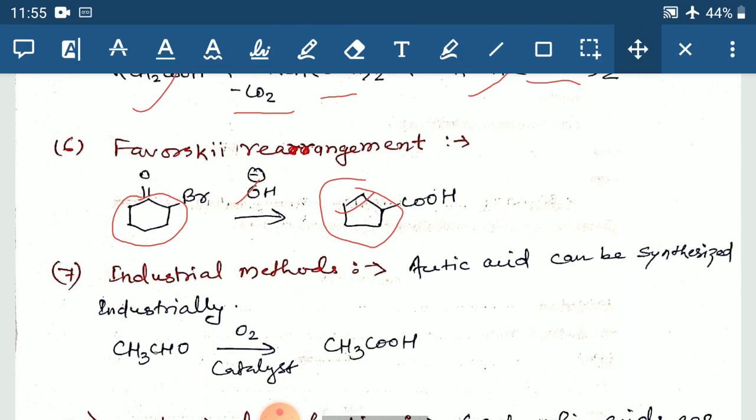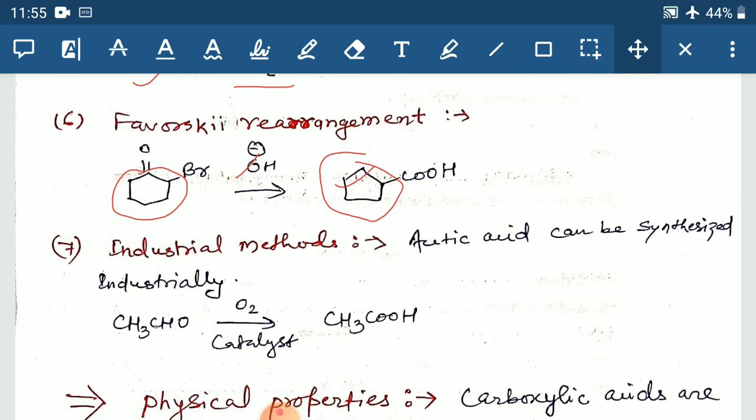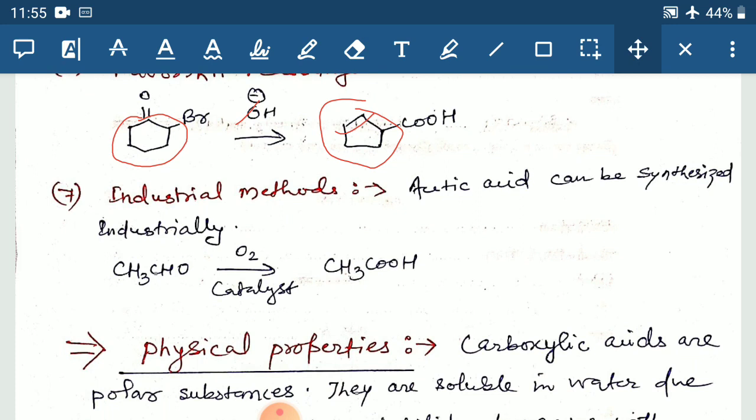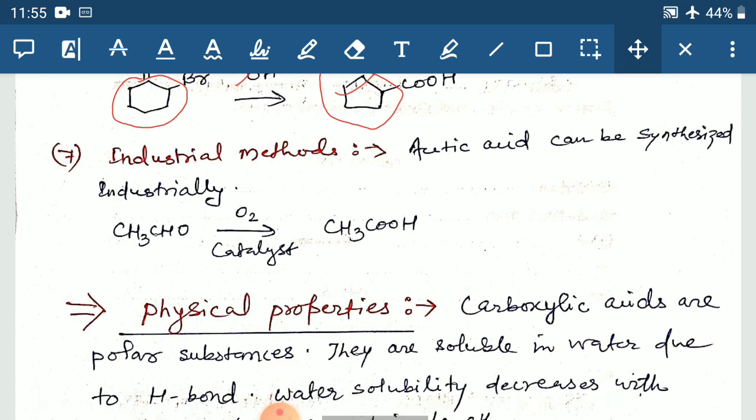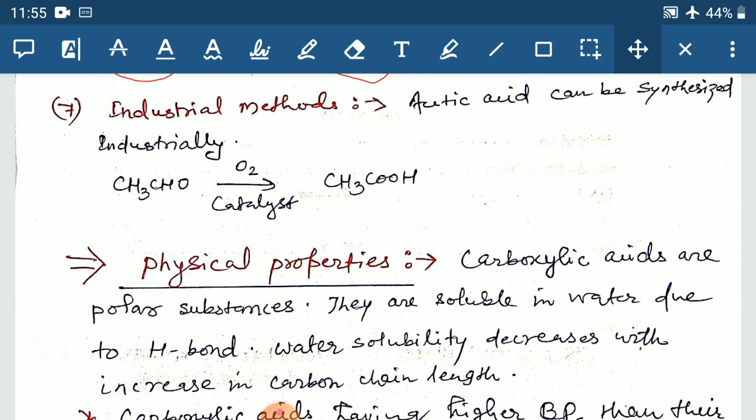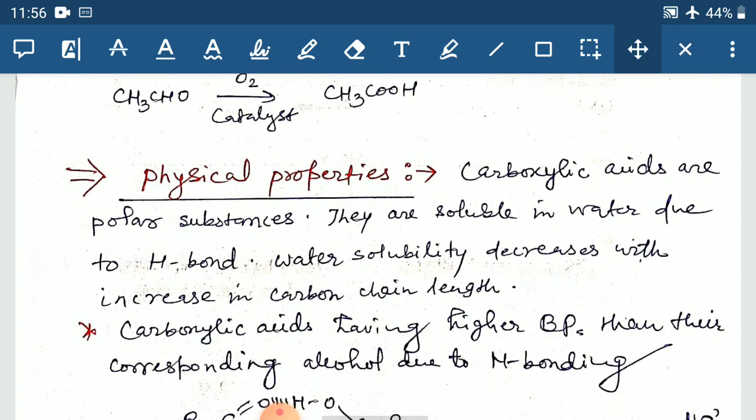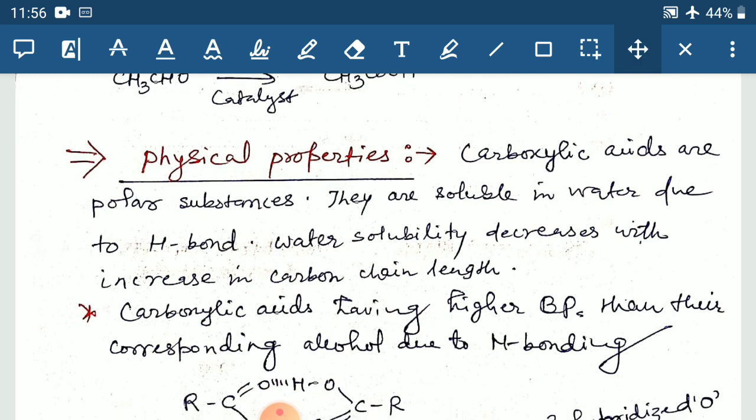Now the next one is the industrial methods. Acetic acid can be synthesized industrially, and in industry it is synthesized from acetaldehyde. When acetaldehyde is treated with oxygen in the presence of some metal catalyst, acetic acid is produced on a very large scale. Now after synthesis we will cover its physical properties.